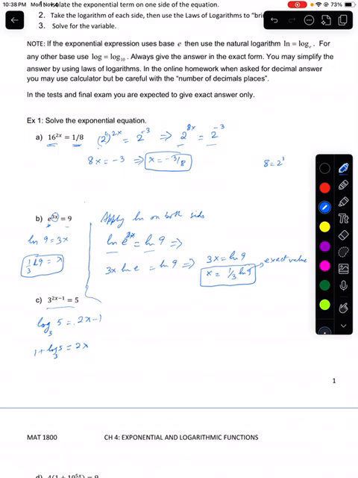But it is recommended here: if the exponential expression uses base e, then use the natural logarithm. For any other base, use log. So they are saying don't do this, use log. Which means I am going to apply log to both sides.